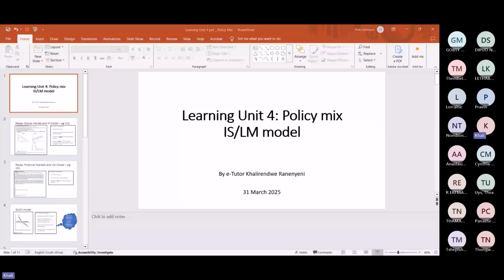We said fiscal policy is twofold. So there's an expansionary fiscal policy and there's a contractionary.